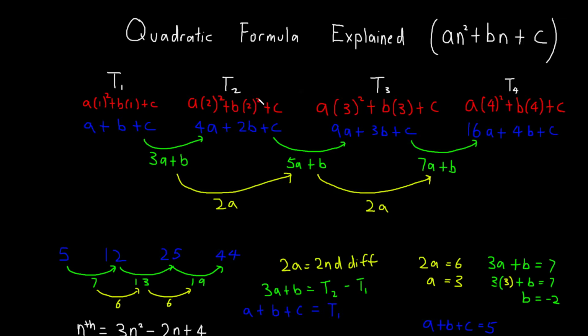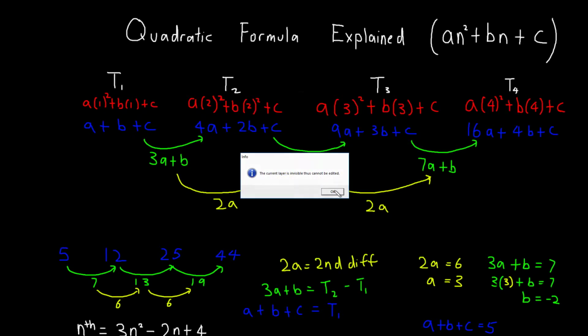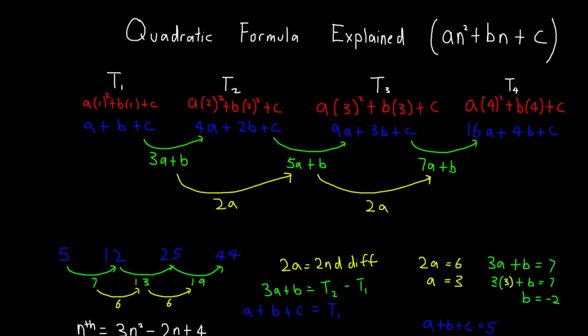Oops, this is not supposed to be square. Hold on. A 2 squared plus b 2 plus c is equals to your second term. Then for your third term, a 3 squared plus b 3 plus c is your third term. A 4 squared plus b 4 plus c is your fourth term.